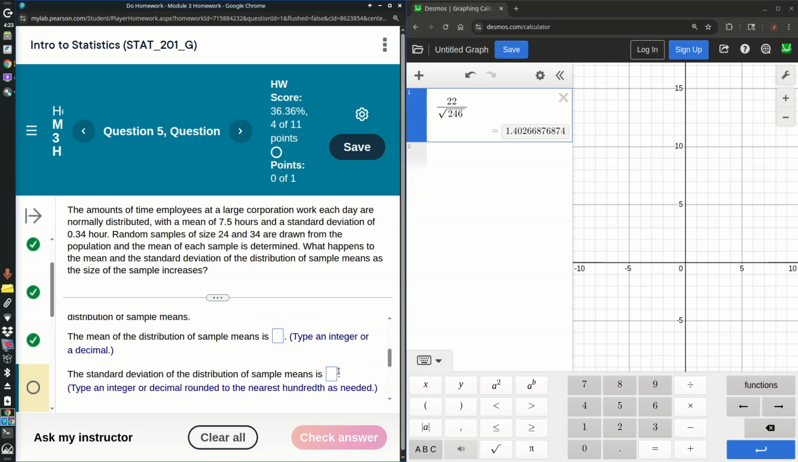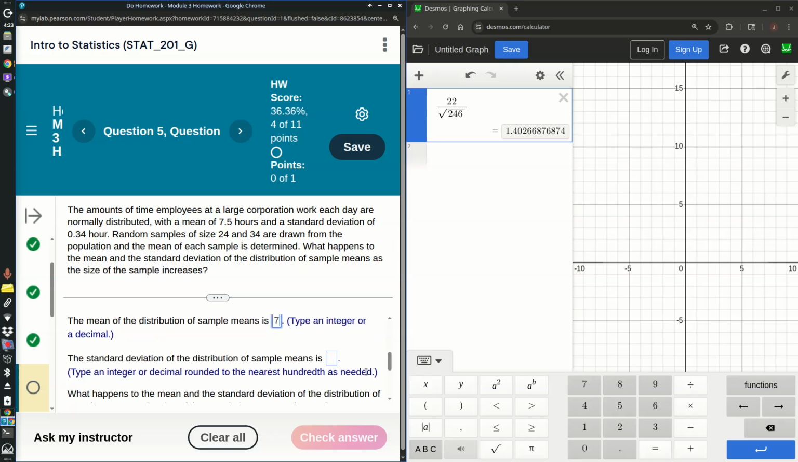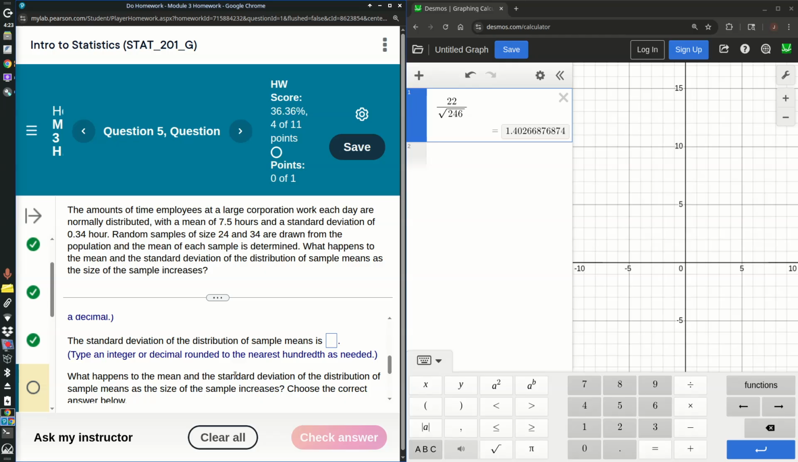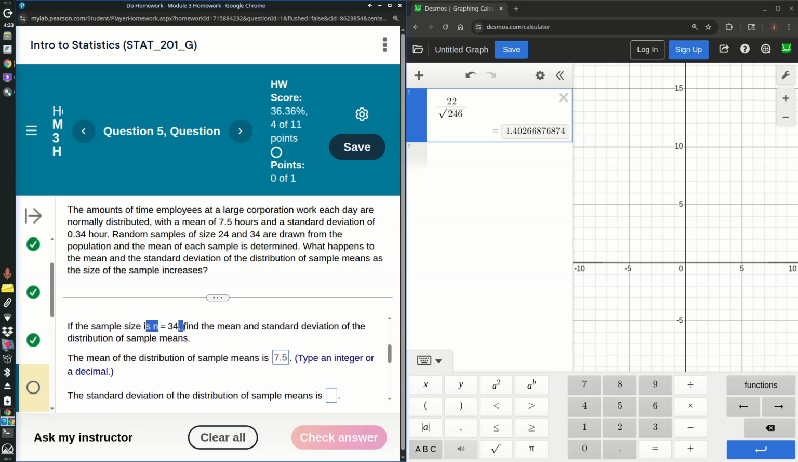Okay, so then the second question is asking about the sampling distribution. Again, our mean doesn't change. That 7.5 stays exactly the same. But then it gives me some key information. It says if n is 34. So in the second part, questions 3 and 4, my sampling distribution is assuming samples of 34.